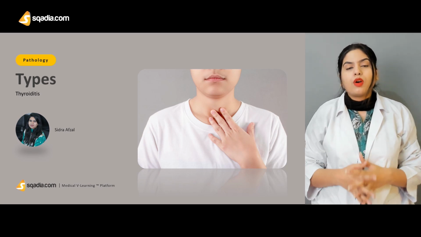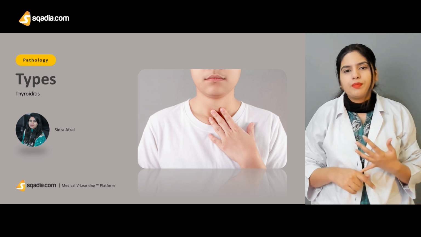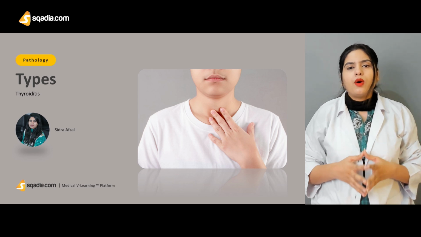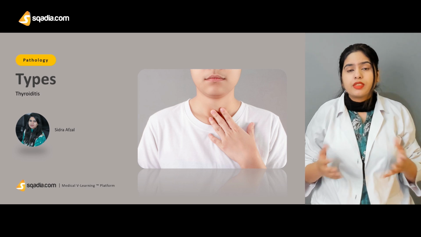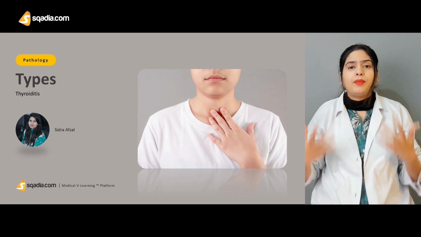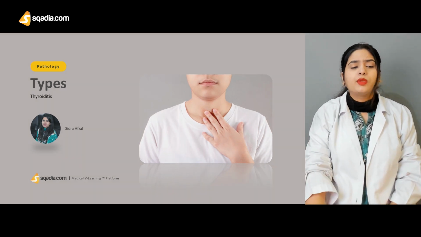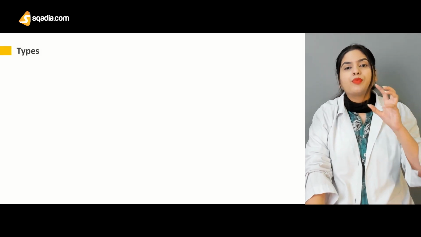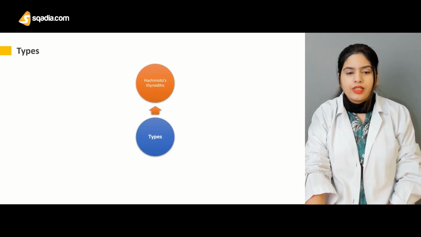Depending upon the cause of thyroiditis, whether an infectious agent, bacteria or virus, is causing it, or there is some autoimmune disease where your immune system is the culprit and there is production of antibodies, or there are some other environmental and genetic factors causing the disease, thyroiditis is divided into different types. Now, here I'm going to summarize the most important types of thyroiditis, which include Hashimoto's thyroiditis.